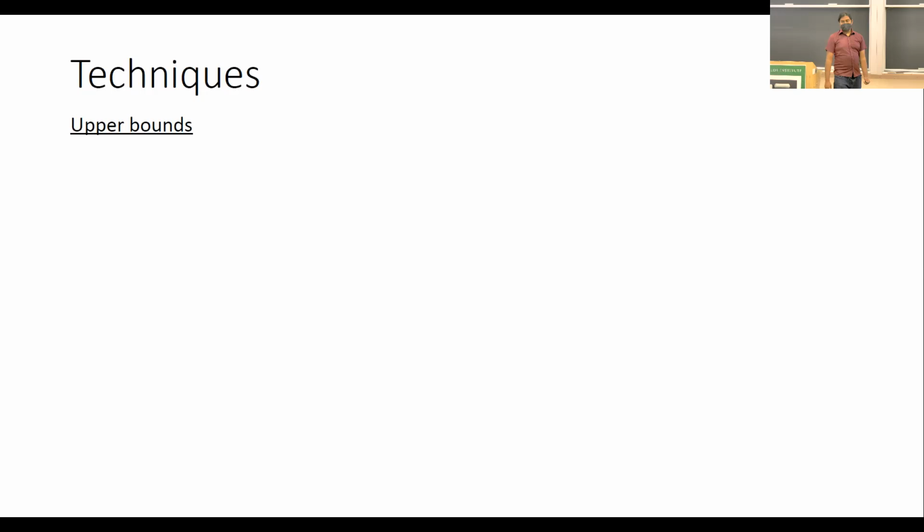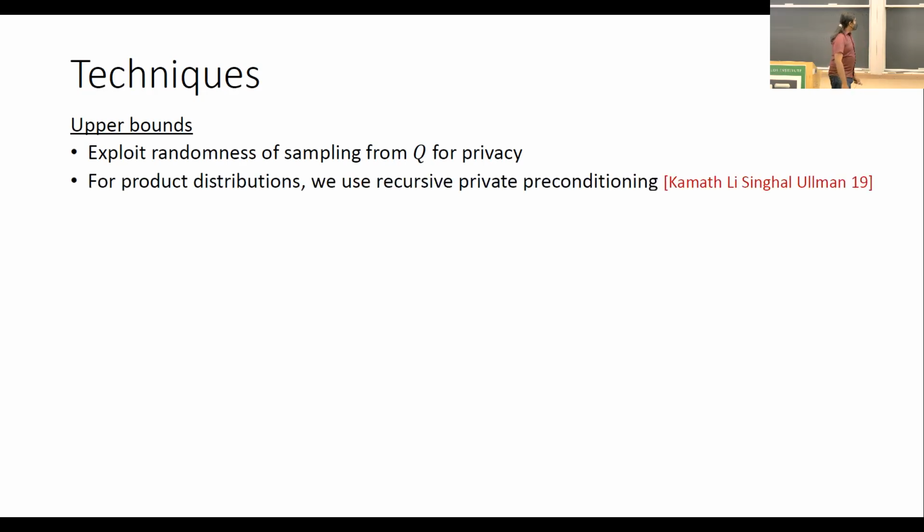So what are our main techniques? For upper bounds, we show that you can exploit the randomness of sampling to get some additional privacy. This is how we got our improved sampler for product distributions with bounded bias. And for general product distributions of Bernoullis, we use this recursive private preconditioning technique, which was introduced in previous work by Kamath, Lee, Singhal, and Ullman in the context of private distribution estimation of products of Bernoullis. So this is just to get the right dependence on the dimension d.